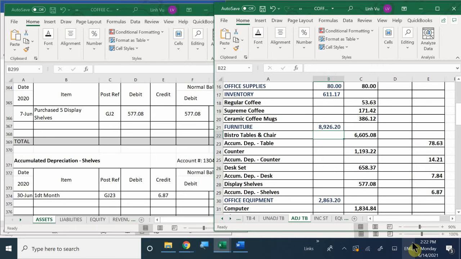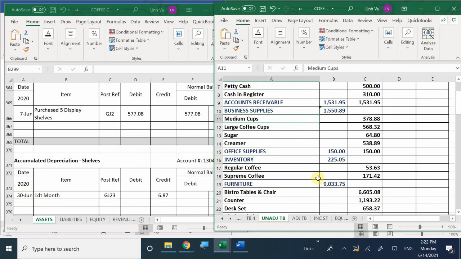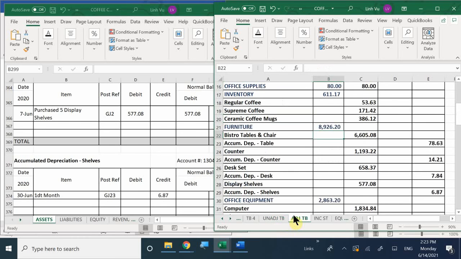$8,926.20. Okay, as opposed to if we look in the unadjusted, before we took depreciation out, my total furniture was outstanding at $9,033.75. Okay, so that's the difference when you purchase your assets at historical cost. This is what happens when you need to adjust it for the fact that you used the items here. It's going to give you the grand total at book value. Okay, so there we have it.